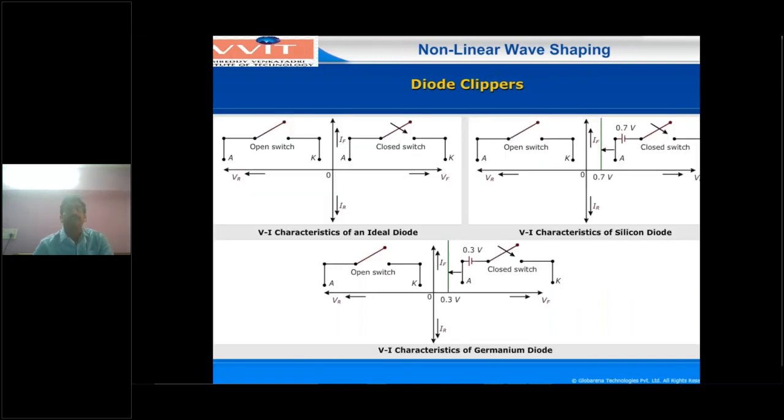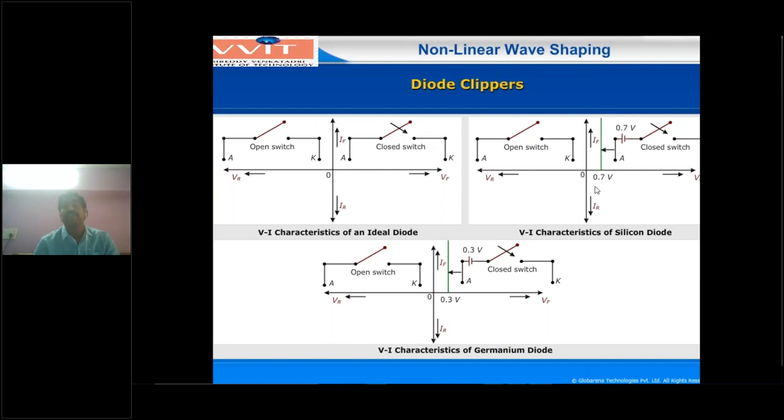Next, this is the V-I characteristic of the ideal diode. So for the ideal diode you have to update the first diagram; here it will be an open switch. Whenever there is reverse bias, a negative supply voltage connected to the diode, it acts as an open switch. Whenever there is forward bias, a positive voltage applied to the diode, the diode acts as a closed switch.